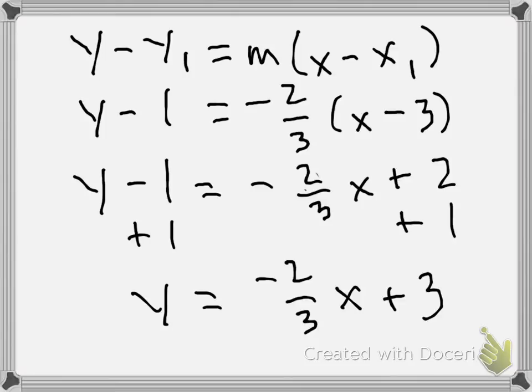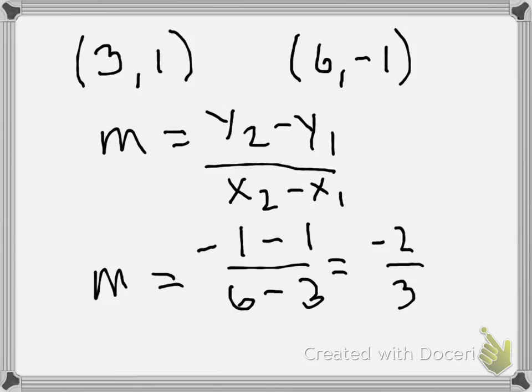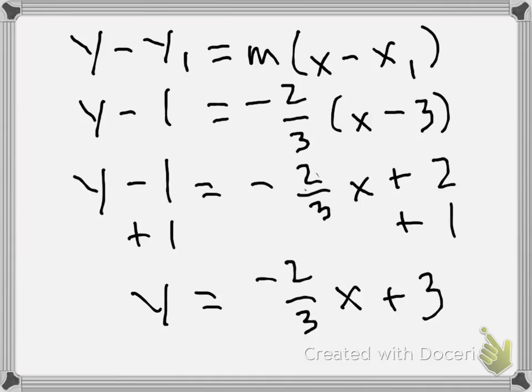So to summarize, what we did first was we took our 2 points, we calculated our slope with our slope formula, and then we picked one of the points. Again, it doesn't matter which one you choose, and the slope that we just calculated, plug it into point-slope form, and then we just work it out, solve for y.